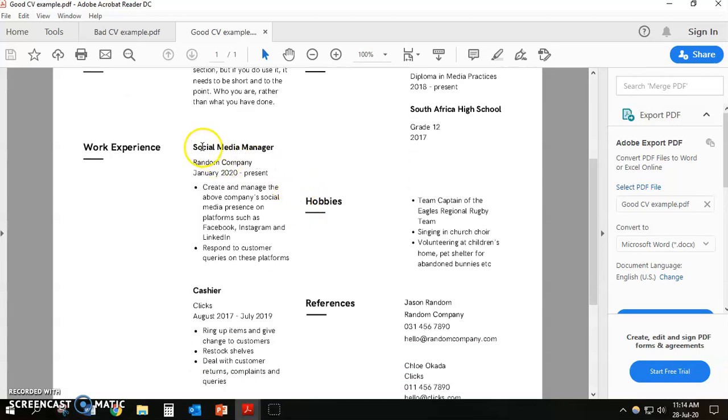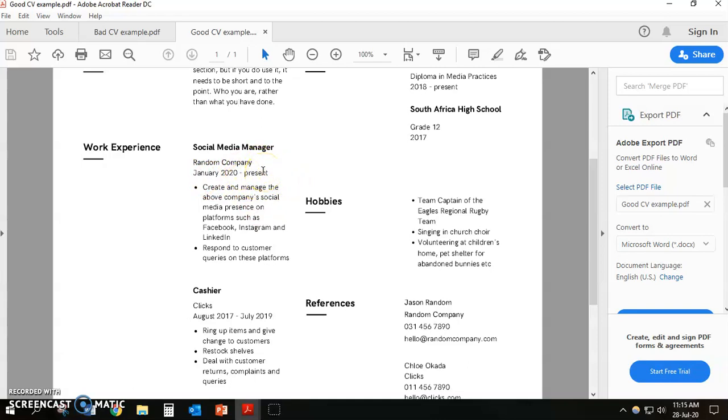So obviously with work experience you need to start with, you decide which bit of information is more important and stick with that. I've decided that my job title is most important. So I've got the first thing is social media manager, and the company was called Random Company, and then the dates that it started from. So January 2020 to present is how you indicate that.